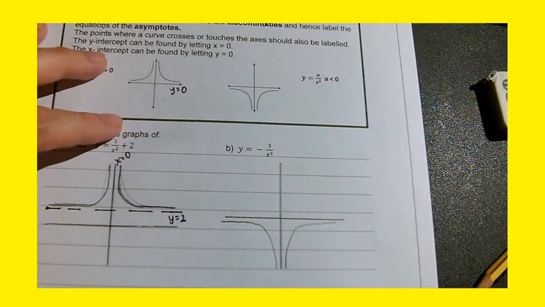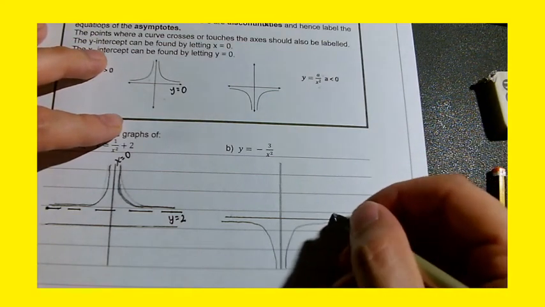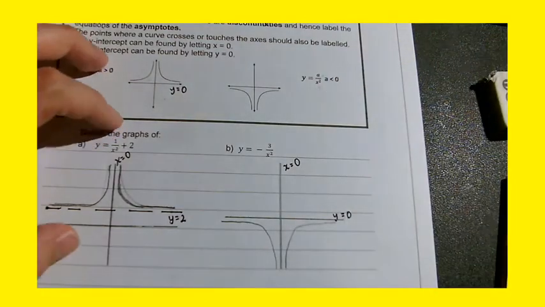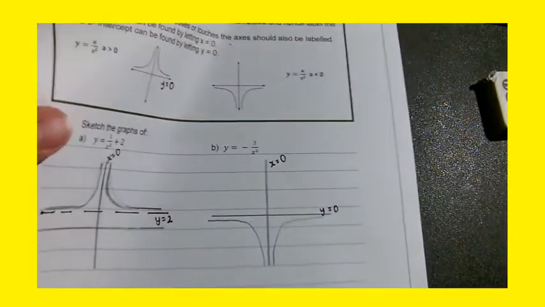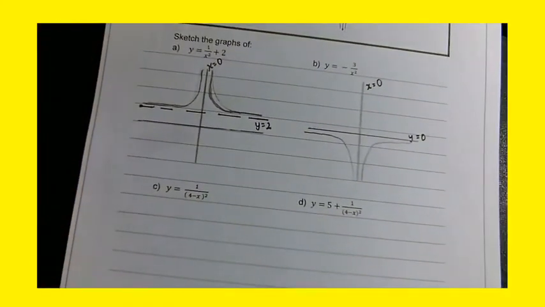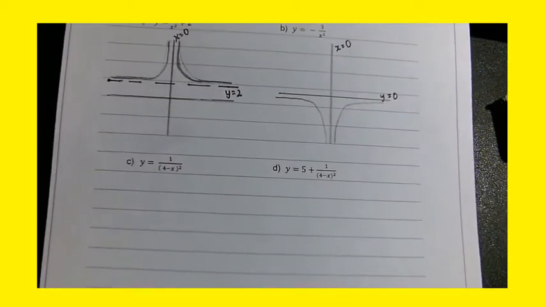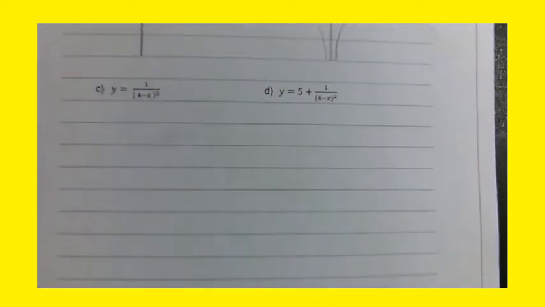Okay, and the asymptotes will just be y equals 0 and x equals 0. Right, not a massive problem for part B. Now, coming up to part C and part D, things are going to get a bit more difficult, but we can handle that.